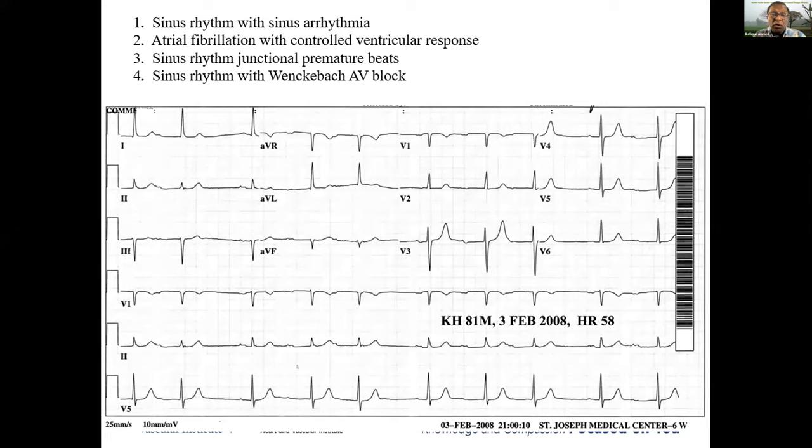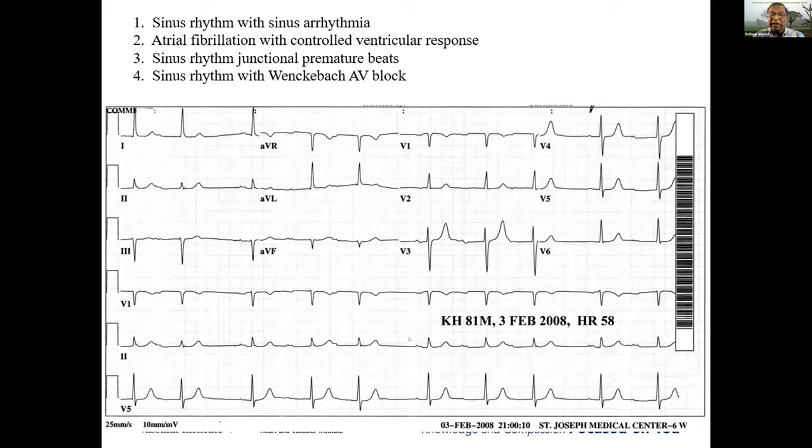But what goes against it is that you can see P waves. When you look at group beating, sinus arrhythmia is one cause. The other group beating is Wenckebach AV block. Please remember, these are the two common group beatings that we find. In this case, I'm going to come back to that. The second choice is atrial fibrillation with controlled ventricular response. Sure enough, it can be, because this is longer, this is a little shorter. It is, of course, irregular, but there is a pattern to it.